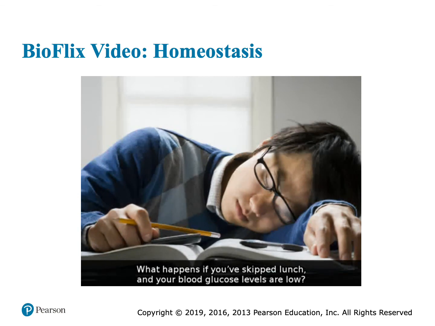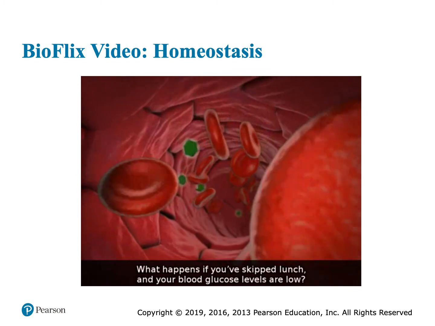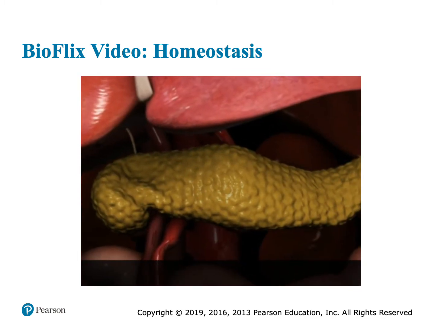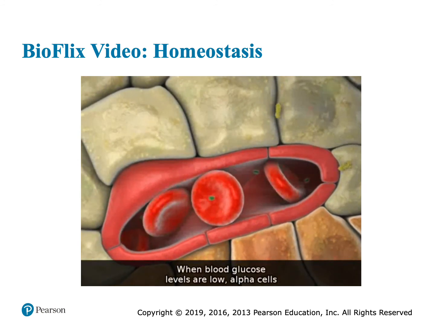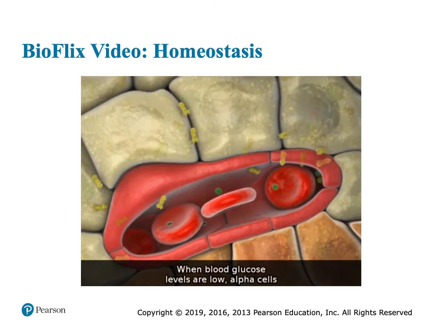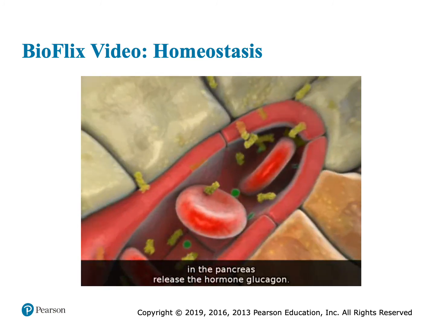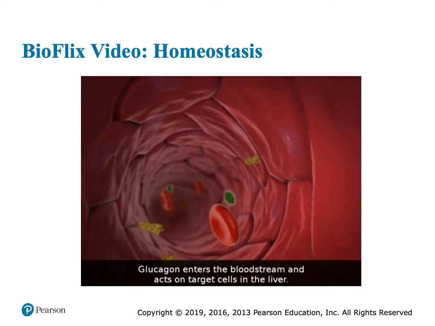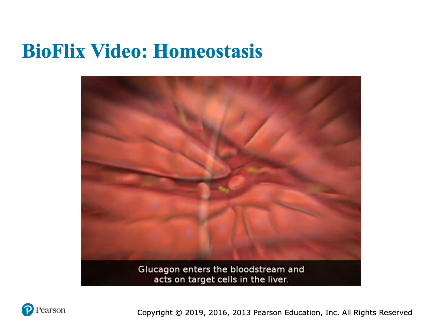What happens if you've skipped lunch and your blood glucose levels are low? Let's zoom into the pancreas again. When blood glucose levels are low, alpha cells in the pancreas release the hormone glucagon. Glucagon enters the bloodstream and acts on target cells in the liver.